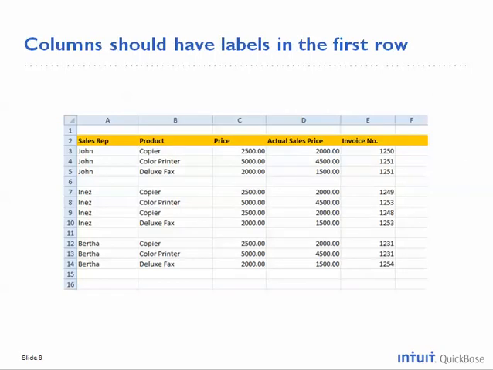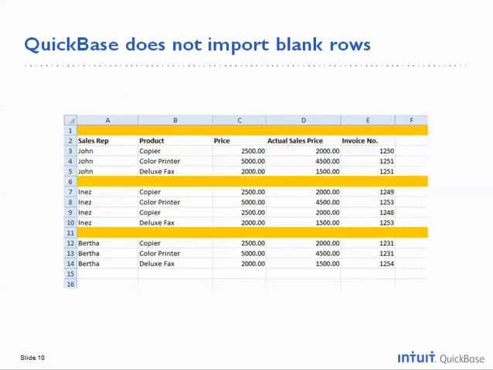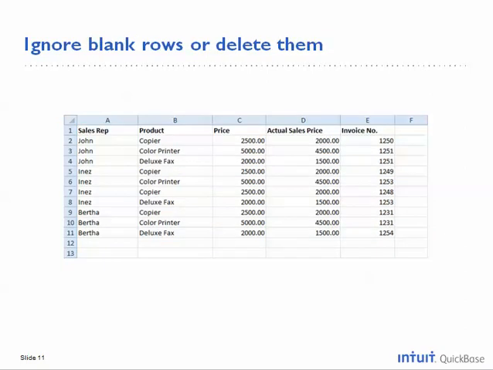Each column should have a label in the first row of data indicating the kind of information it holds. QuickBase will set these labels as field names during import. QuickBase will not import blank rows like the ones highlighted, so you can either ignore them or delete them from the spreadsheet. Here we have deleted the blank rows.